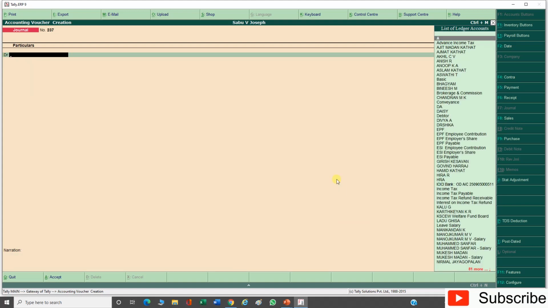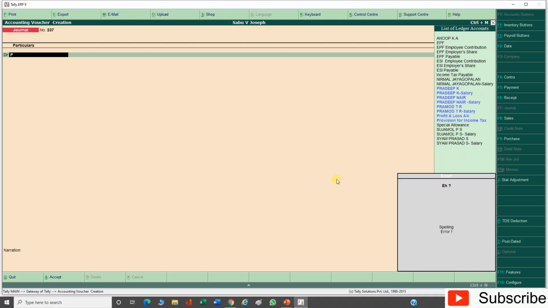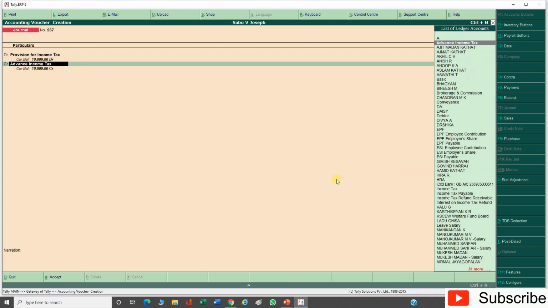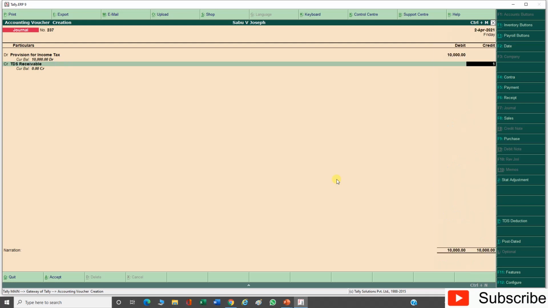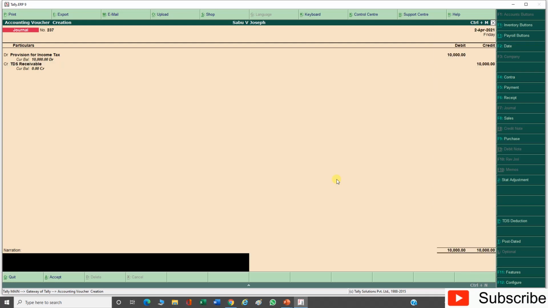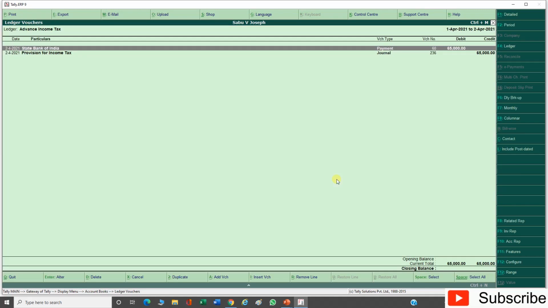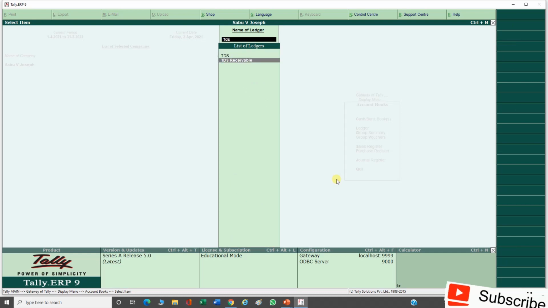Now transfer the TDS amount receivable to the income tax provision. So debit provision for income tax 10,000 to TDS receivable 10,000. Narration being TDS receivable transfer or set off against the provision for income tax. Now our advance tax account is closed. TDS receivable account is closed.